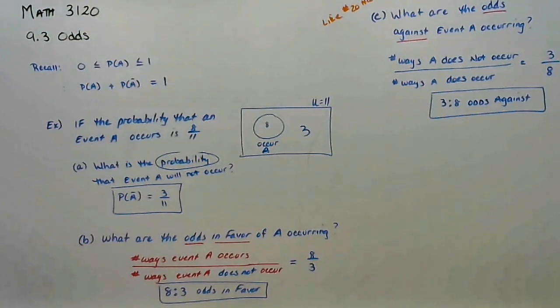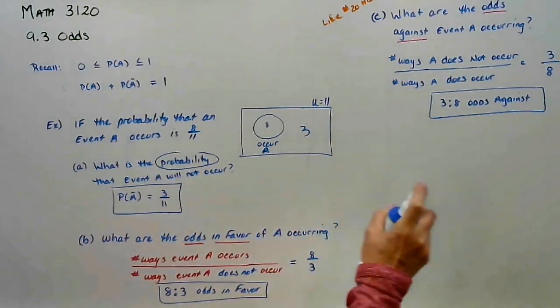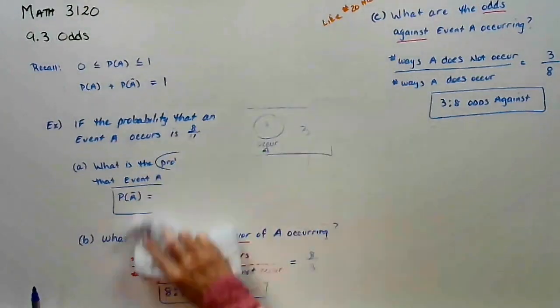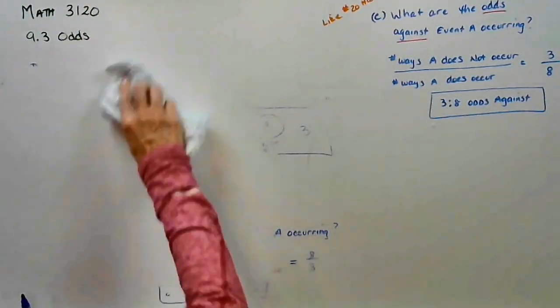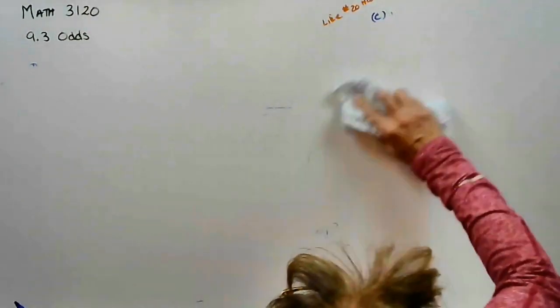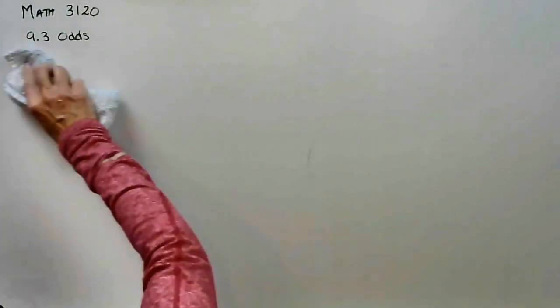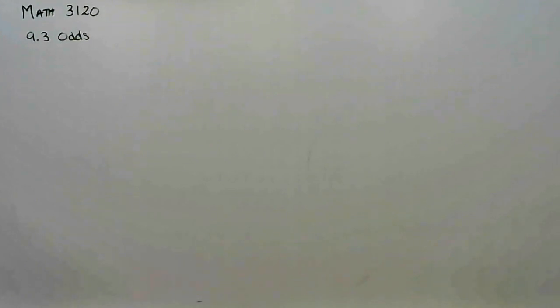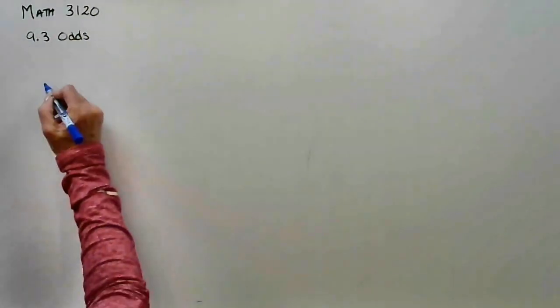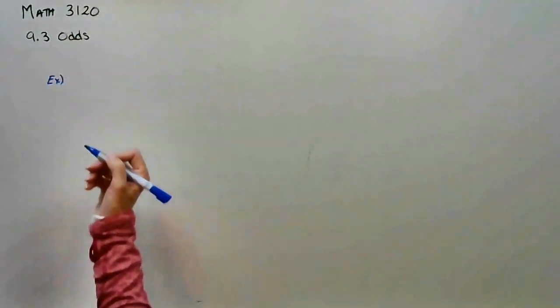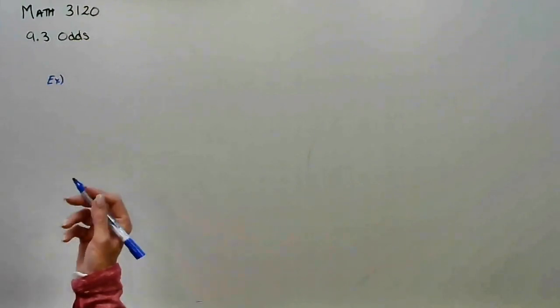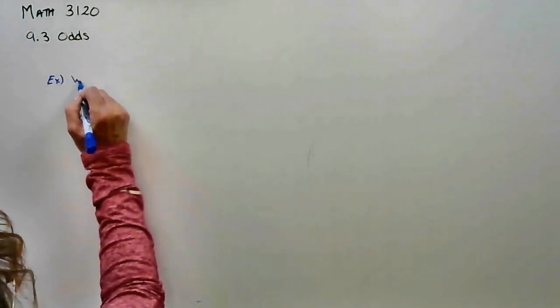All right, so let me give you an example that's similar to number 22 in your homework. You might want to write that down. What are the odds in favor of rolling double ones on a single roll of a pair of dice? Snake eyes.